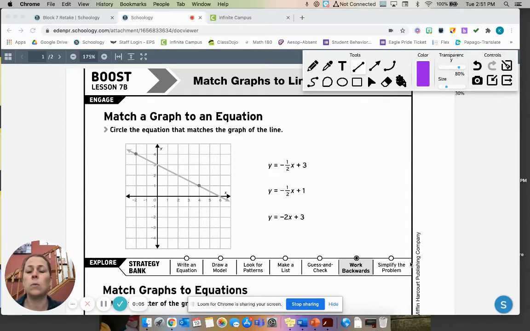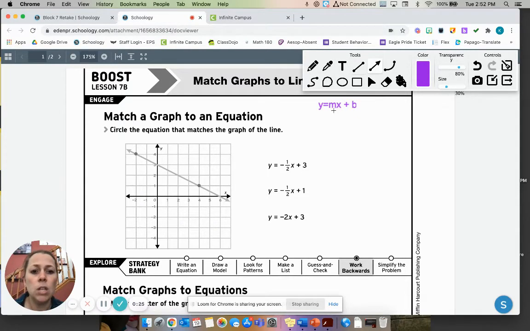So let's go ahead and work on 7B. The first problem is asking you to match a graph to an equation. So I would like for you to circle the equation that matches the graph of the line. Now there's a few things we need to review. The first is that remember, we always have everything in the format of y equals mx plus b.